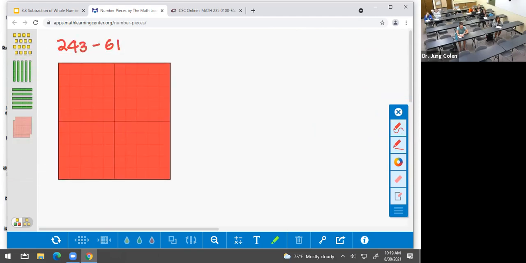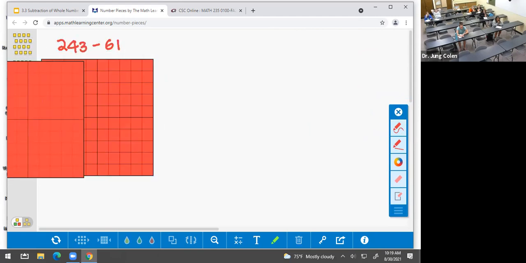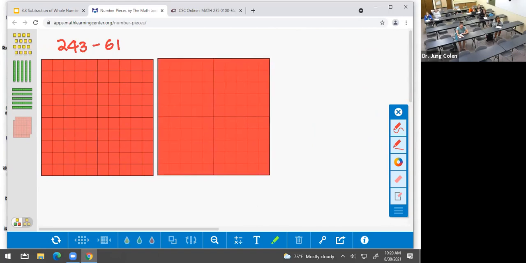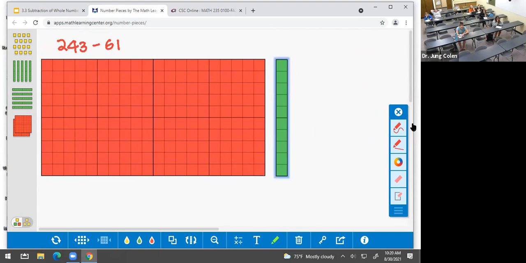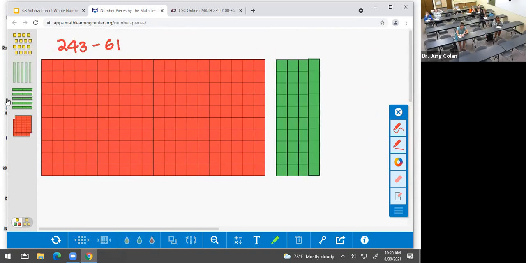So let's think about it. Wow, big. 100 and 200. 40, 10, 20, 30, 40. 3. 243. It doesn't matter whether you use horizontal or vertical, right? Now we need to take away 61. So let's take away 61.